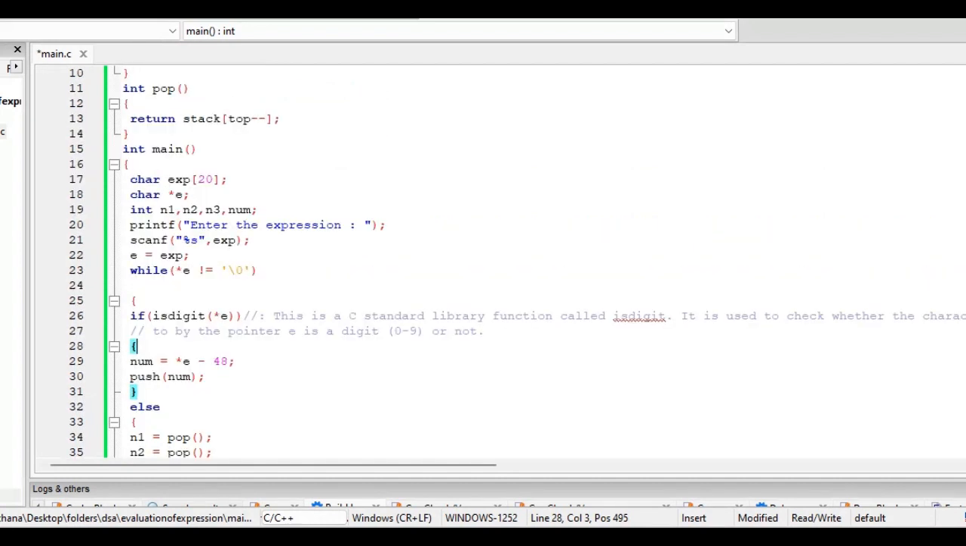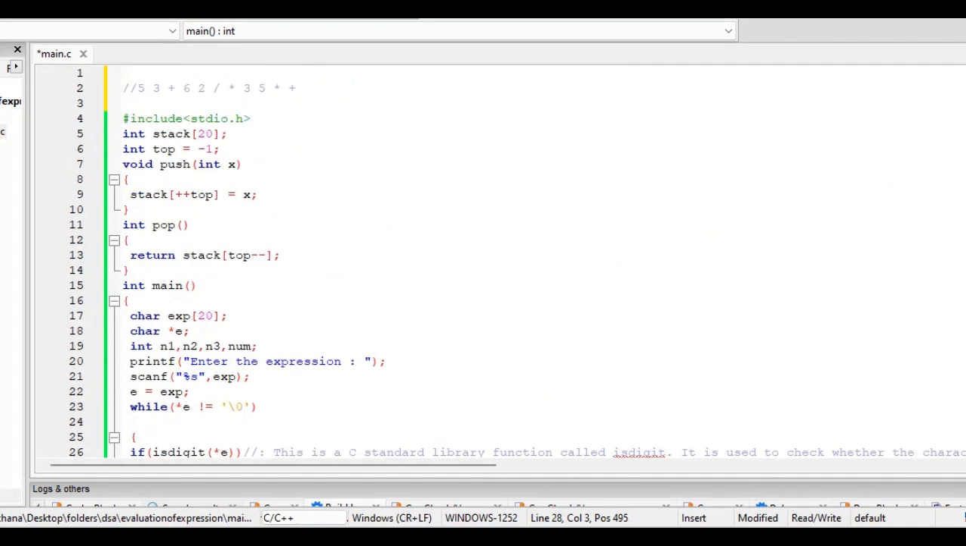If the value we got is a proper number, we can push that number. We have already defined a function called void push. Void push means we are getting a number and pushing it into the stack. That's all: stack[++top] = x. Here we mentioned int stack[20], why? The stack must hold 20 numbers. Okay, 20 numbers. And top is equal to minus 1.